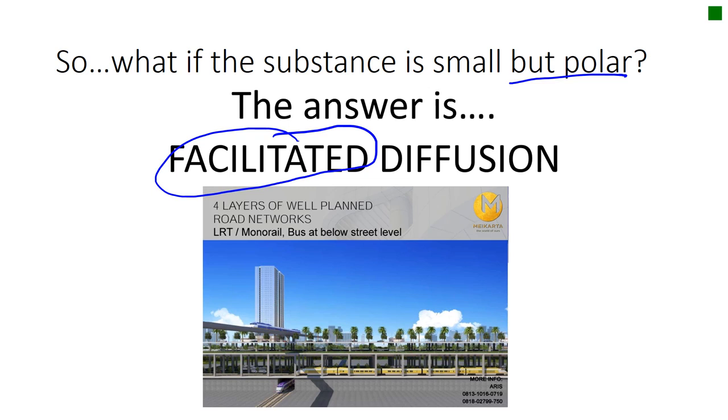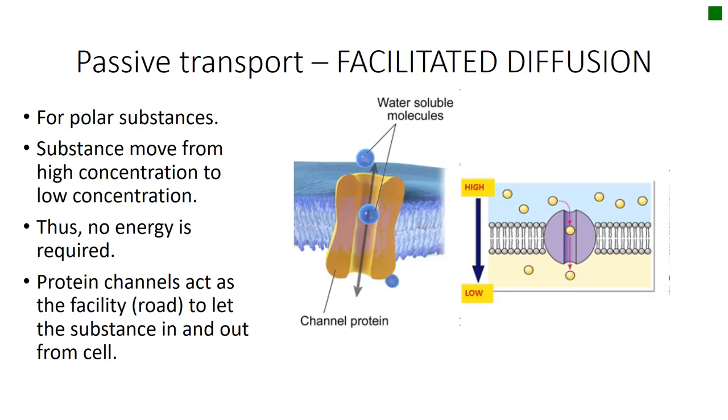Now, this is a picture of the future city. As you can see here, they promote that there will be monorail, bus, and so on. So basically, these are the facilities available to go to that new city. So facilitated diffusion means diffusion that provides a facility, kind of like a road, for the substance that is small but polar to pass through. And this is the passive transport, facilitated diffusion.